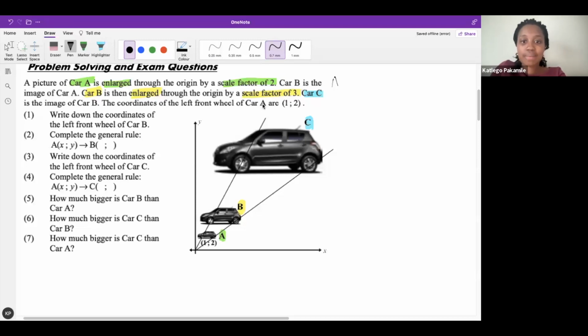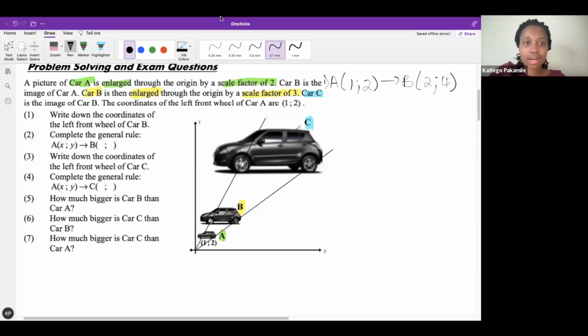Yes, Palisa? Ma'am, we multiply each coordinate by 2. Nice. So we're going to start from car A, which was 1, 2. So then what are my new coordinates for car B? It's 2 and 4. Nice. We're off to a good start. Okay. Now our coordinates is 2 and 4.